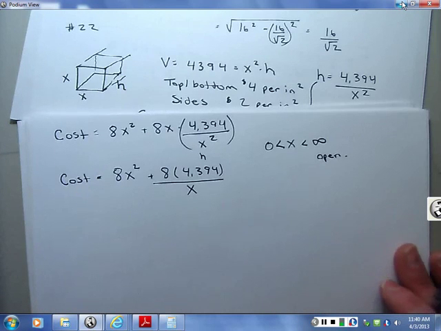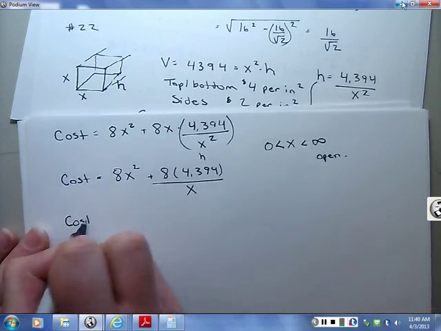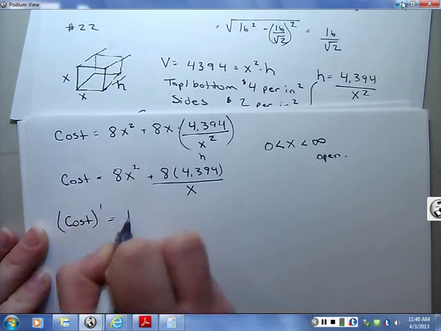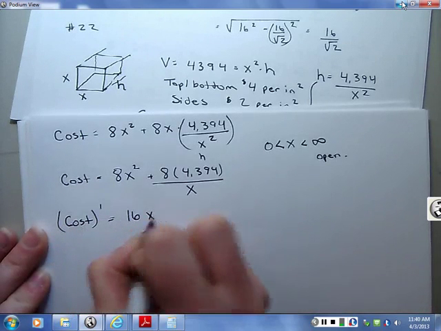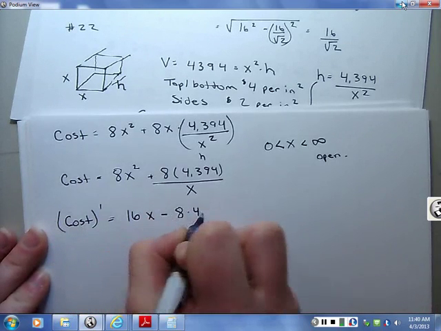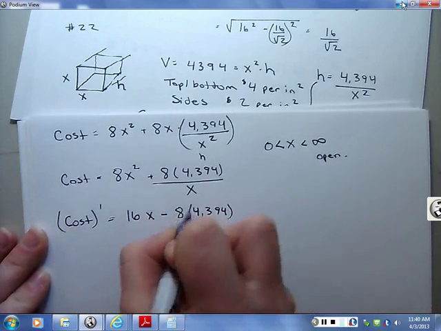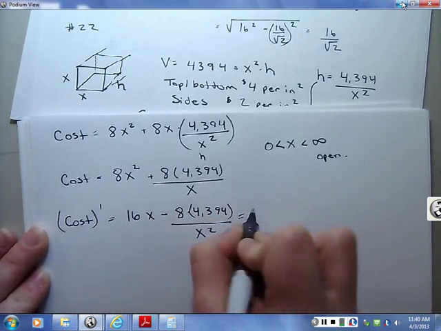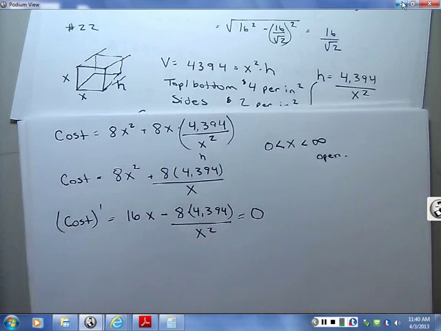So what do I want to do to the cost function to minimize it? Yeah, I can find the derivative. So what's the derivative of cost? That's 16x minus 8 times 4,394 over x squared. Set that equal to 0. So how do I solve for this? I can multiply through by x squared because x doesn't equal 0, so I don't have a problem doing that.